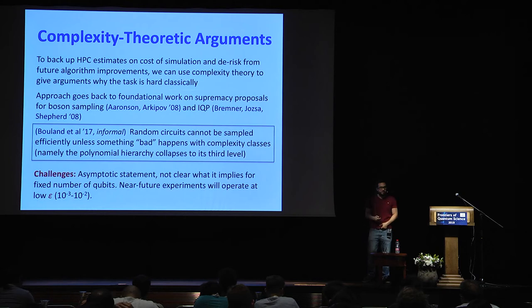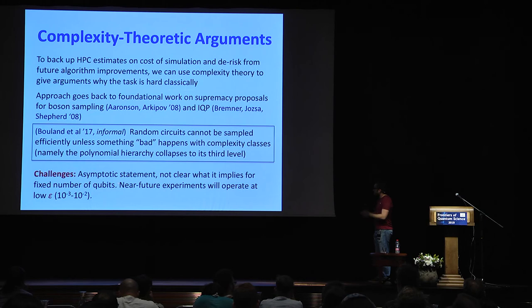This is without noise. So what are the drawbacks of this? One is what Nate said: this is only with no noise whatsoever. These near-future experiments will operate not only with error, but actually with some kind of low global fidelity. It's still impressive, because it's a lot of qubits and high depth, but very far away from epsilon one. And another challenge is that this is an asymptotic statement, so it's not clear what it implies for a fixed number of qubits.